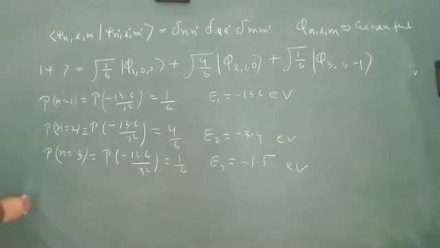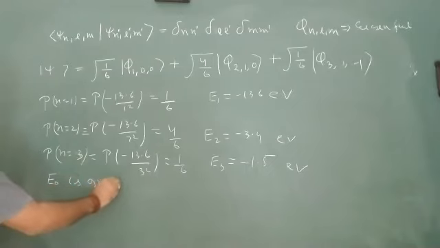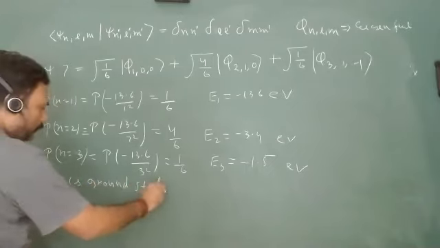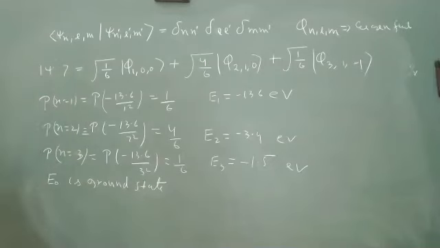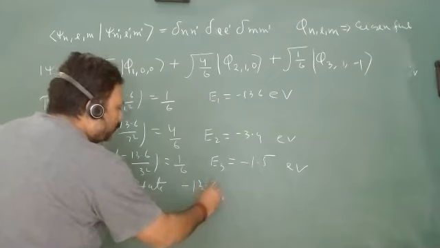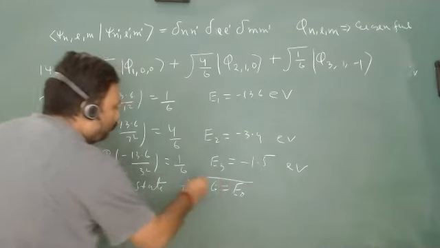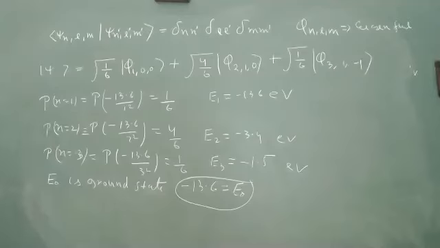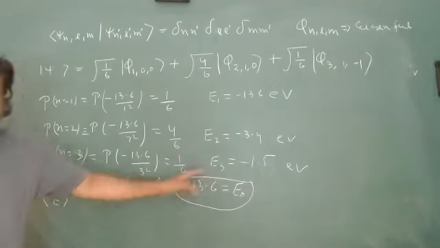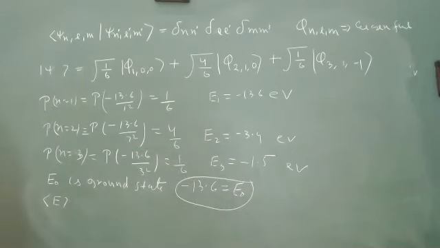So what will we expect if E naught is the ground state? If E naught is the ground state, it means minus 13.6 is equal to E naught. Please remember this thing. And then what will be the average value of E? First you will write the average value of E in terms of numbers, then you will put E naught. That will be the best idea.